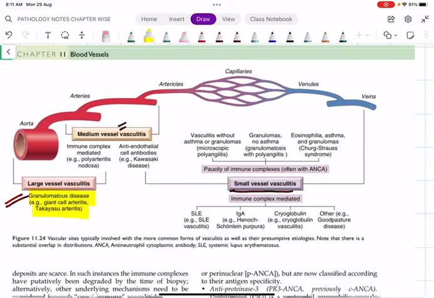In medium vessel vasculitis, we have immune complex mediated and anti-endothelial. See, immune complex. So what is the hypersensitivity reaction? Type 3 hypersensitivity reaction. The example is polyarteritis nodosa. Already we have studied in Robbins, in type 3 hypersensitivity reaction, a beautiful table has been given. In that, polyarteritis nodosa has been mentioned. Am I right? It's immune complex mediated. So when they ask about the pathogenesis of PAN, you will write type 3 hypersensitivity reaction. Anti-endothelial cell antibody, example Kawasaki disease. This you will write as anti-endothelial antibody.